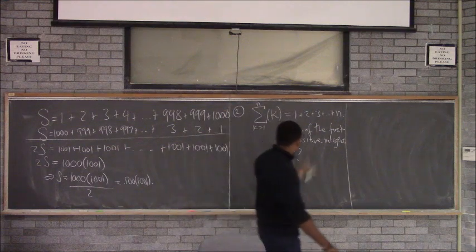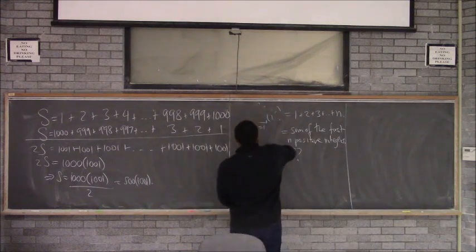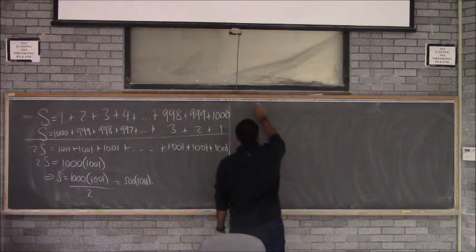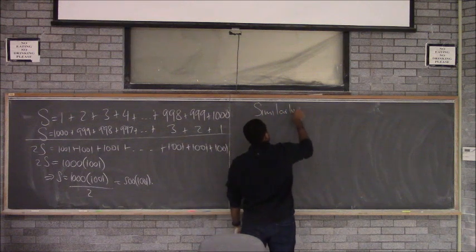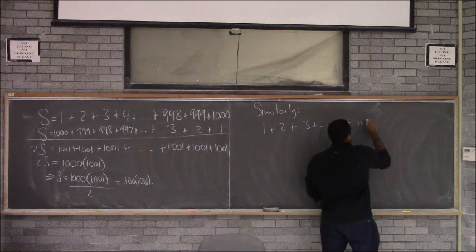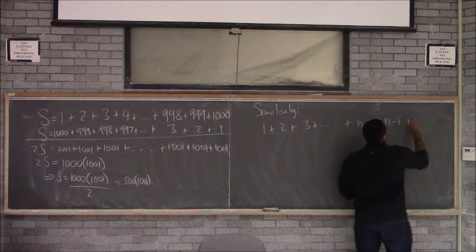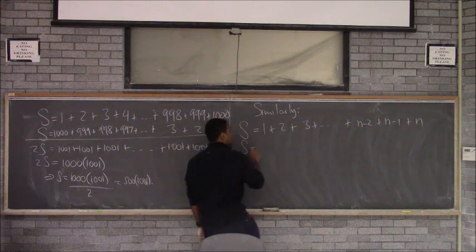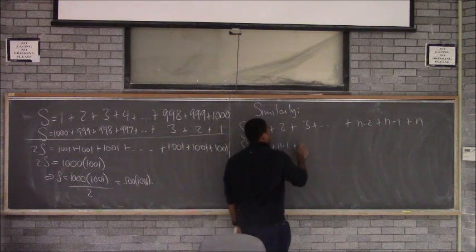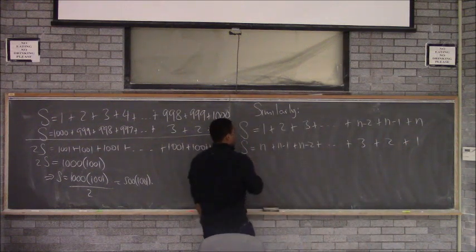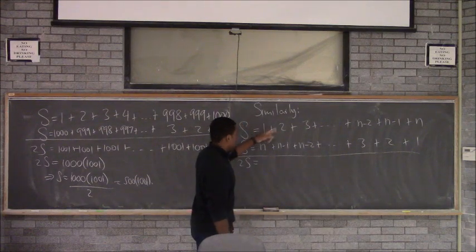It turns out you can do a similar thing to figure this one out. If you have 1 plus 2 plus 3 plus up to n minus 2, n minus 1, n, and you want to know what all of that adds up to, you can write this backwards. What you will notice is that 2 times the sum would be, you add this, you get n plus 1. That would also be n plus 1.